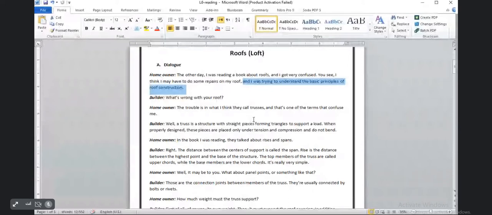This person, the builder, knows about roofs, knows about constructions, because he's got good experience with houses, with constructions, with buildings. That's why the homeowner is asking the builder.